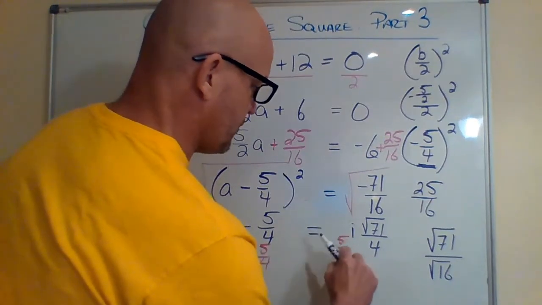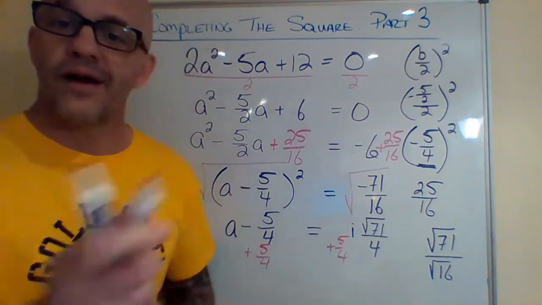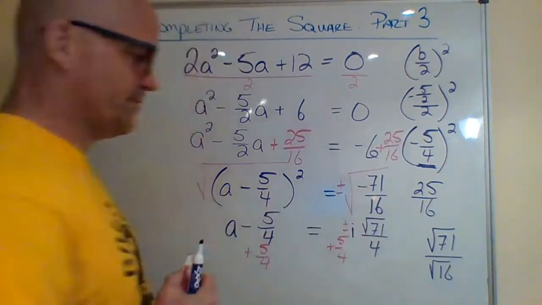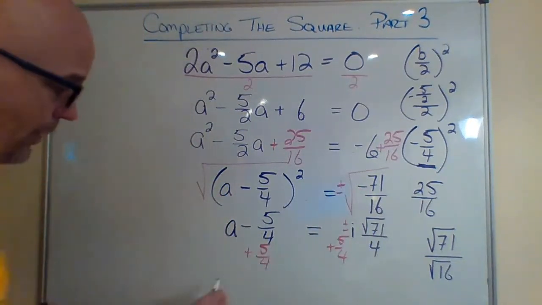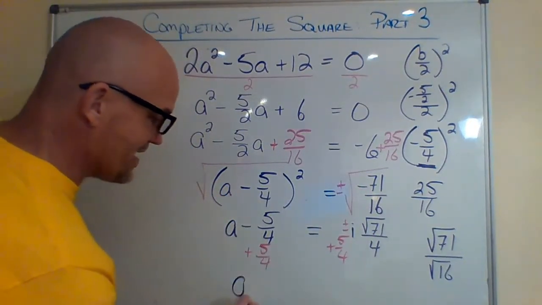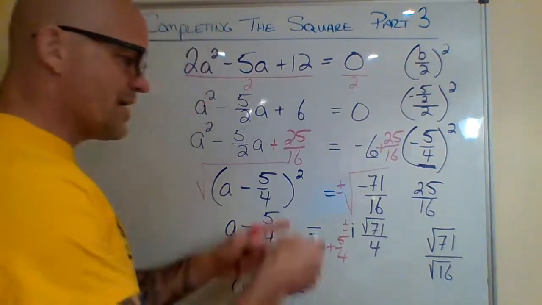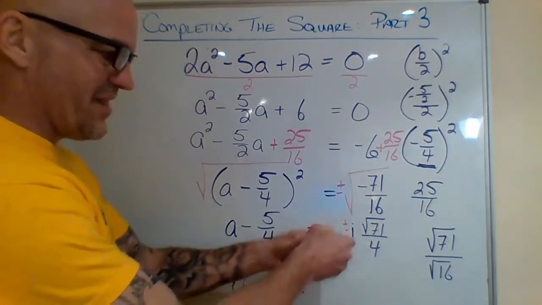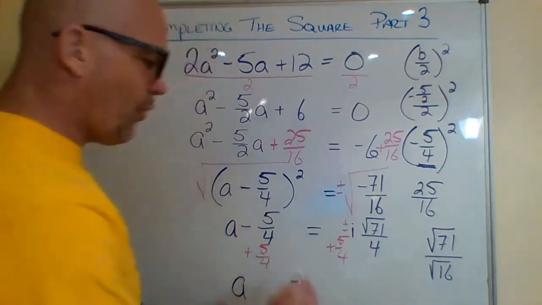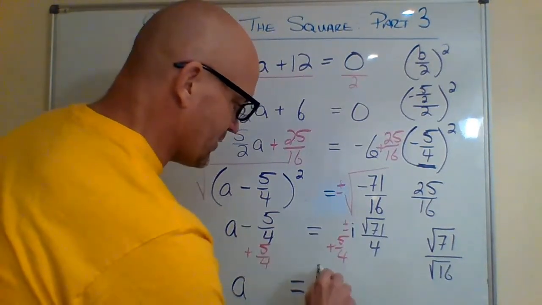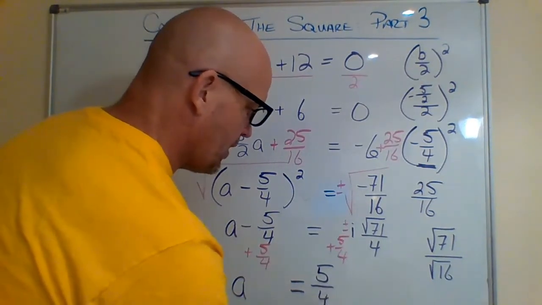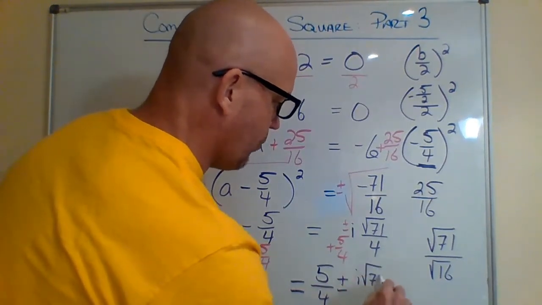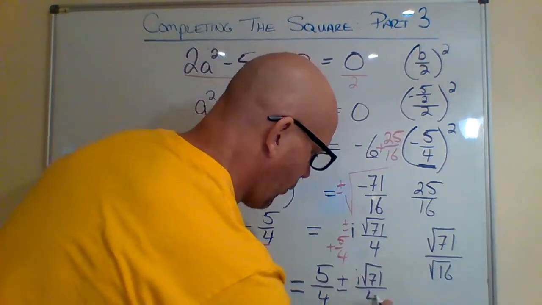Add the 5/4. Now, ooh, I forgot my positive and negative. Positive, negative, positive, and negative. So at this point, I'm going to have A equals. Now, you can't combine this 5/4 with that guy. This guy doesn't have an I. So what we're going to do is look at that and say, okay, well, that's 5/4 plus or minus I root 71 over 4.